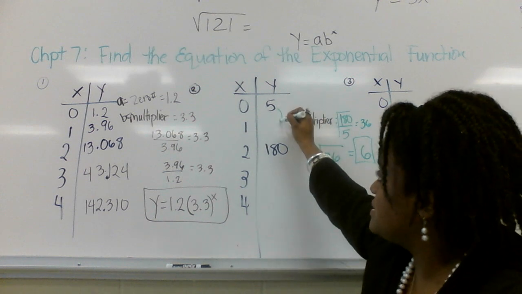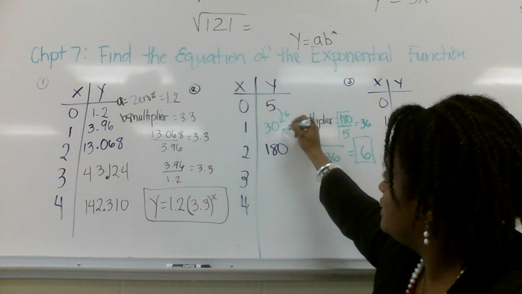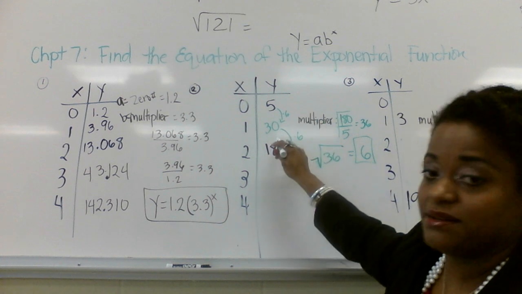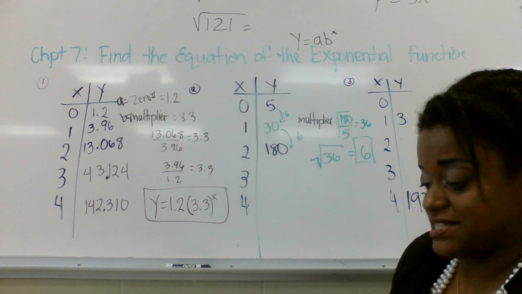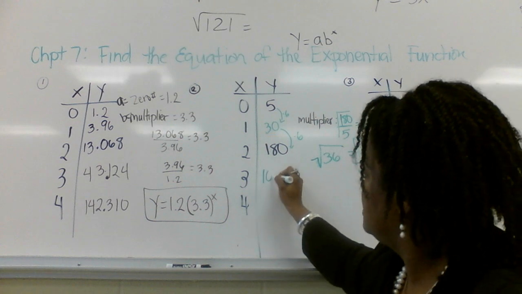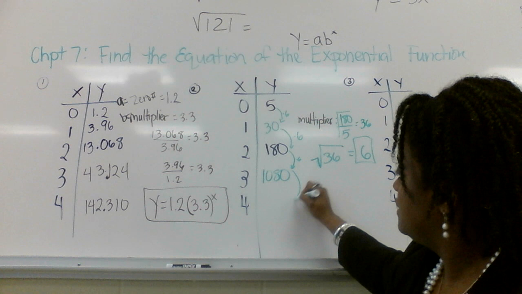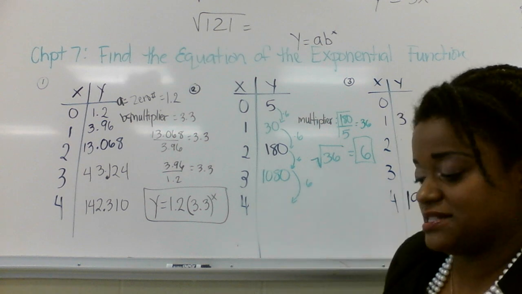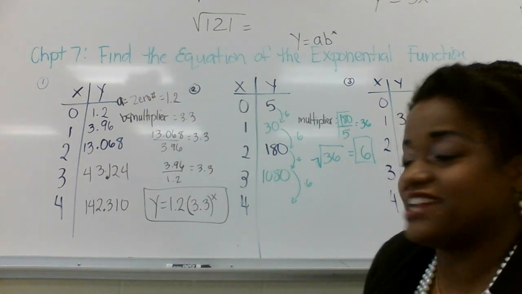And now I get to multiply by 6, and I get 30, right? And then I multiply by 6, and that makes 180. And then I multiply by 6, and I get 1080. And I multiply by 6, I get 6480.